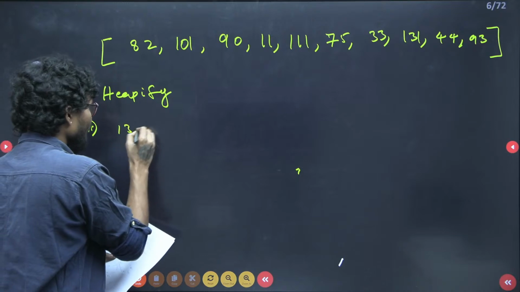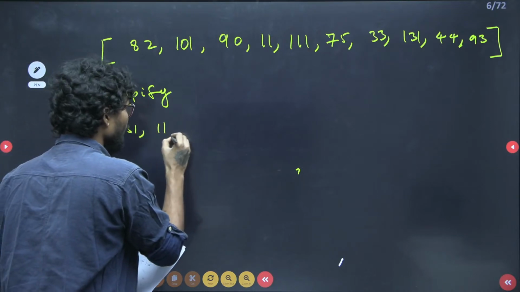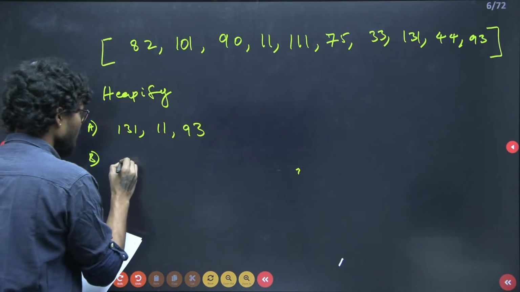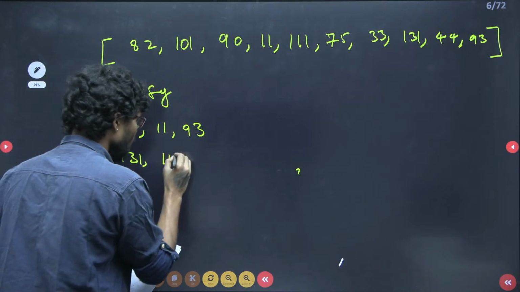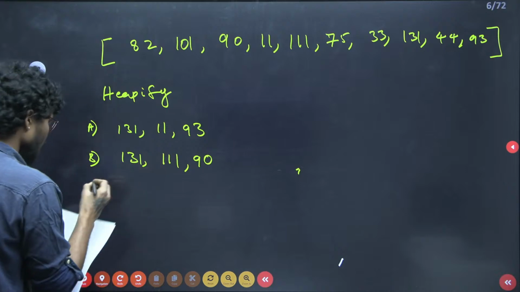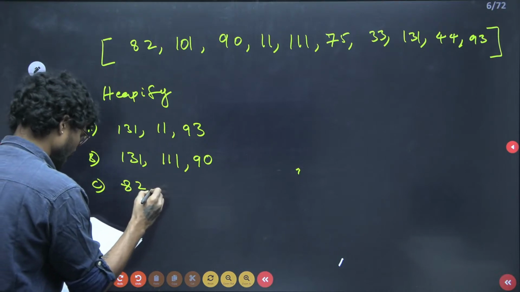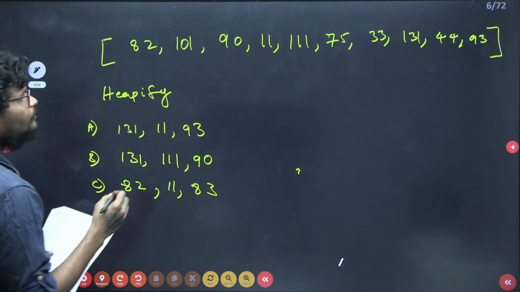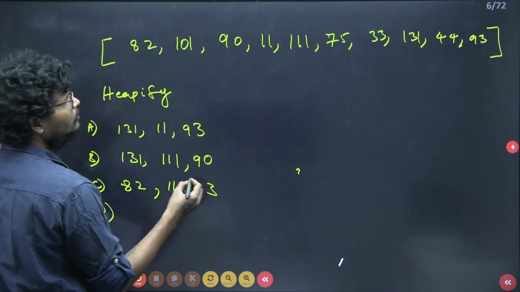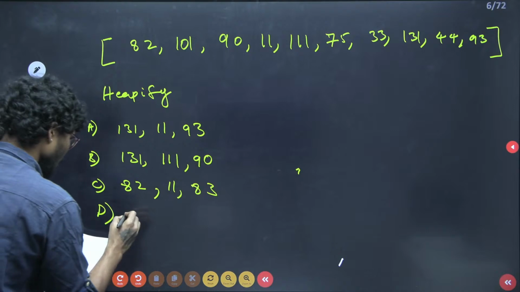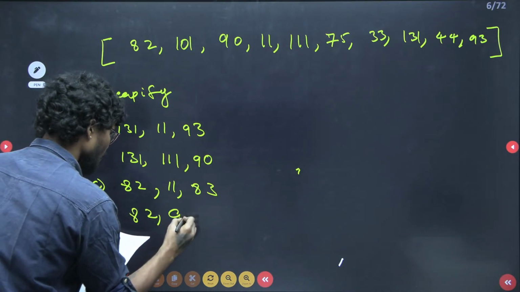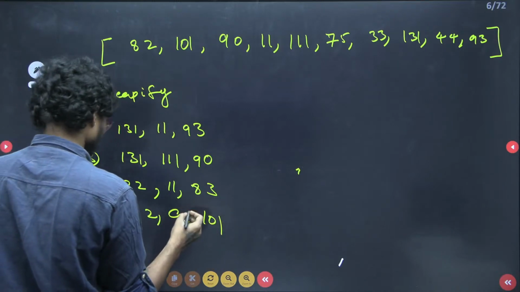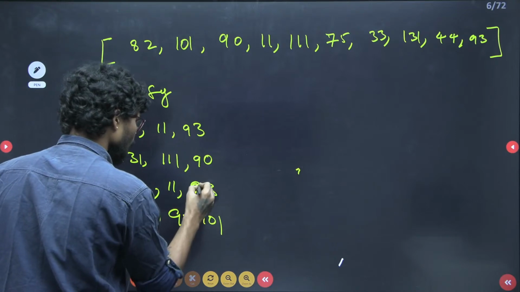So the options are given like this: 131, 11, 93. Second option is 131, 111, 90. Option C, we have 82, 11, 93. Option D, we have 82, 90 and 101.